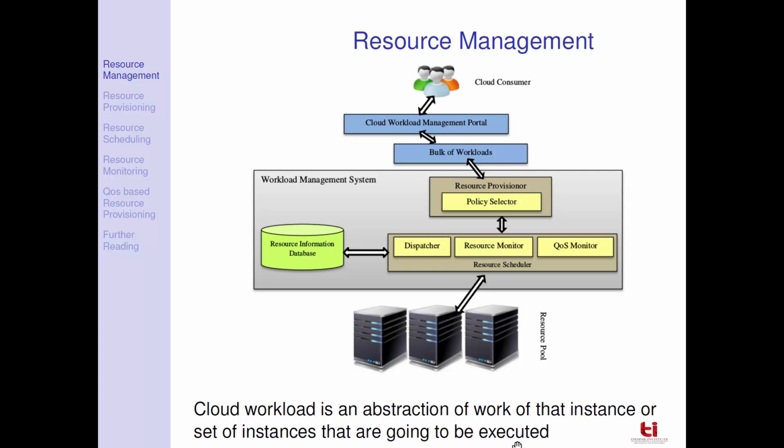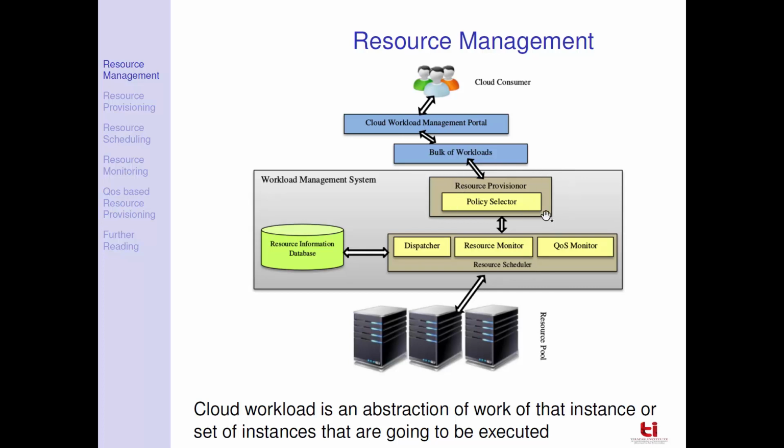The cloud workloads submitted by the cloud user are processed in a queue. Then, based on the details given by the cloud user, the resources will be assigned for their execution. Now if you see, we have two main blocks in the workload management system: a resource provisioner and a resource scheduler.